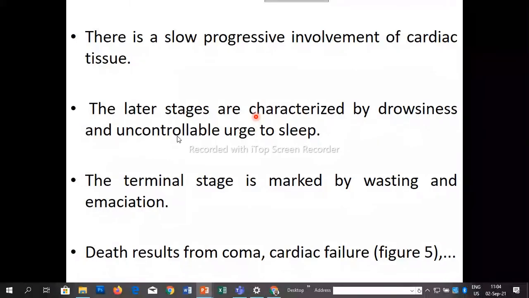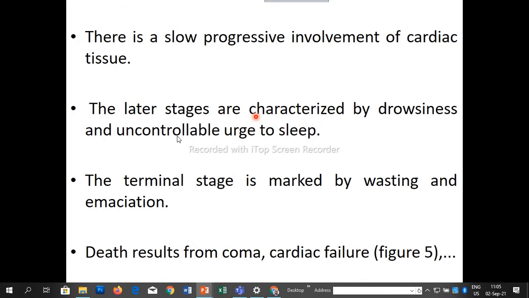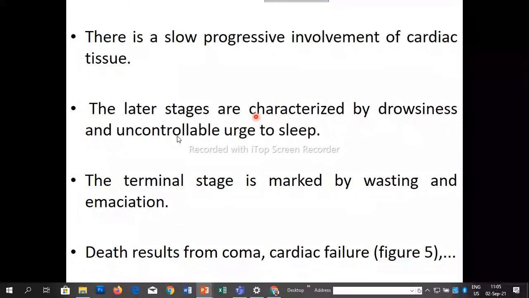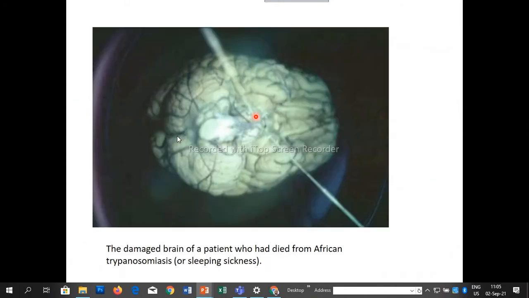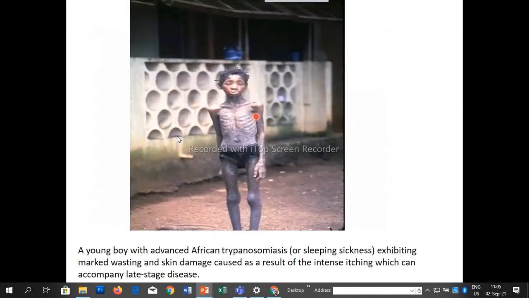There is a slow progressive involvement of cardiac tissue. The later stages are characterized by drowsiness, an uncontrolled urge to sleep, where you can sleep even on the table during lunch. The terminal stage is marked by wasting and emaciation, and death results from coma, cardiac failure, and so on. This is a young boy, a victim of sleeping sickness.